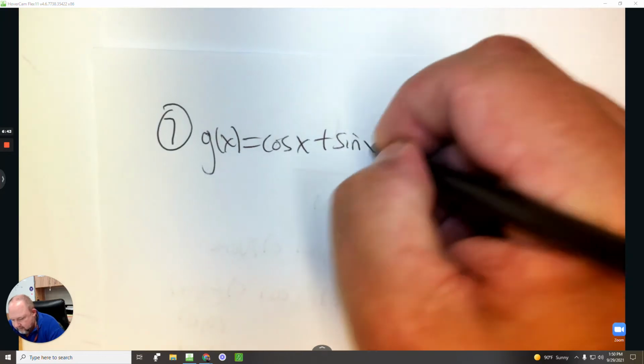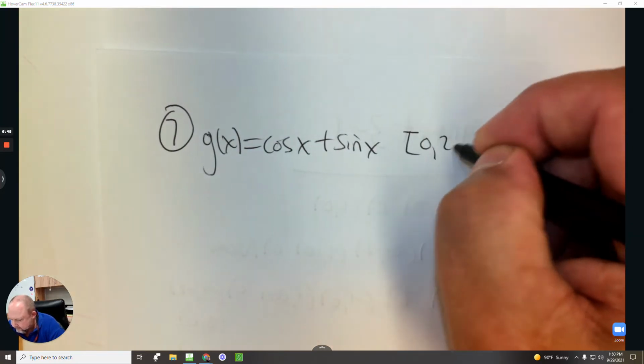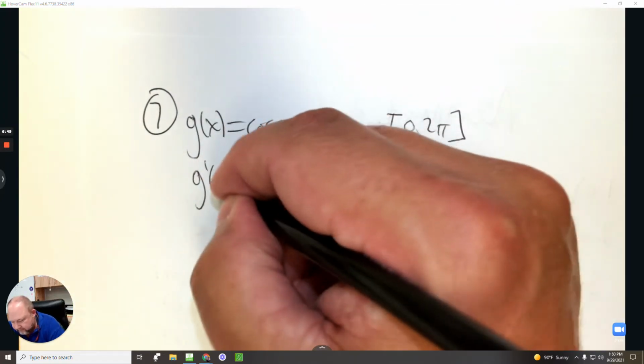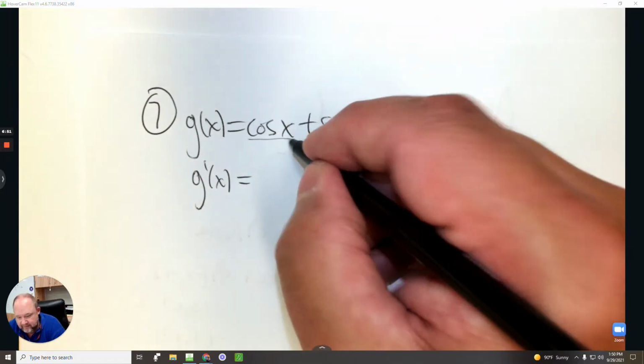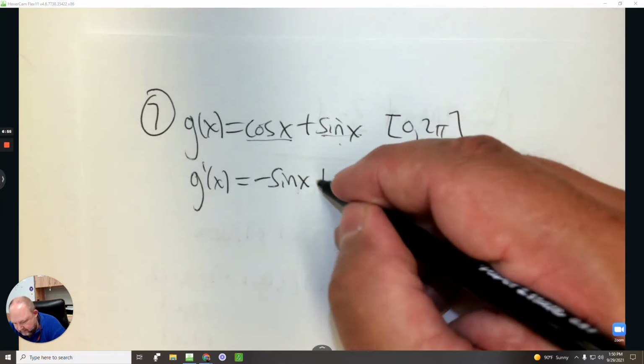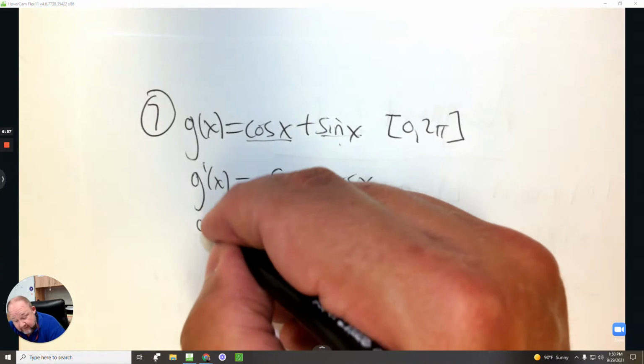Step 1, and it's from 0 to 2 pi. Okay, so we want to find concavity here. So the first derivative, the derivative of cosine is negative sine. The derivative of sine is positive cosine. Then I have to do it again.